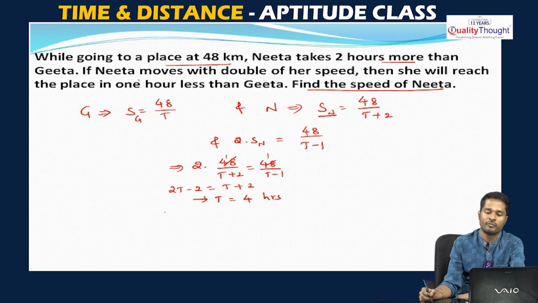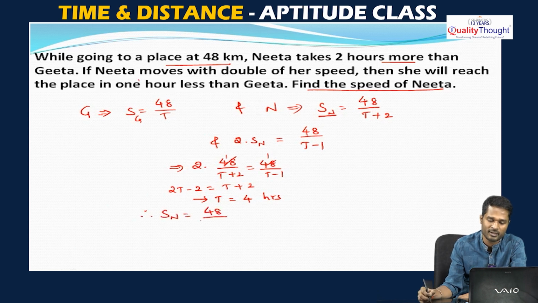Now what do we need? We just need the speed of Neeta. Any one equation you can take. Let us write it as: speed of Neeta is distance 48, t value is 4 plus 2. So this is 48 by 4 plus 2, which is 6. 6 ones are 6, 8s are 48, that is 8 kilometers per hour is the speed of Neeta.